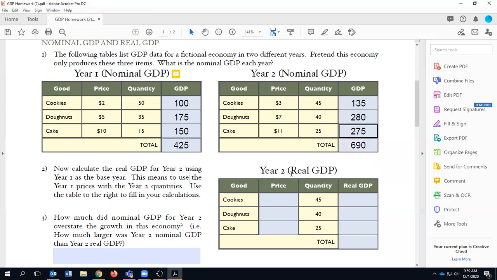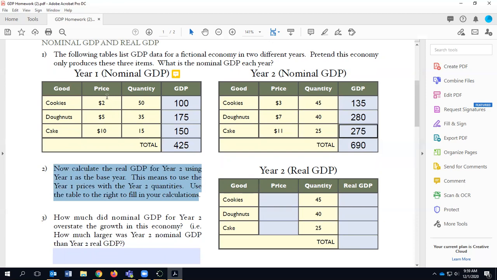All right, so now we're gonna look at the real GDP. You gotta follow these directions for number 2 right here. It says now calculate the real GDP for year 2 using year 1 as the base year. This means to use the year 1 prices with the year 2 quantities. Use the table to the right to fill in your calculation.